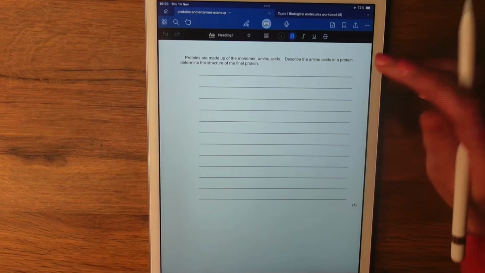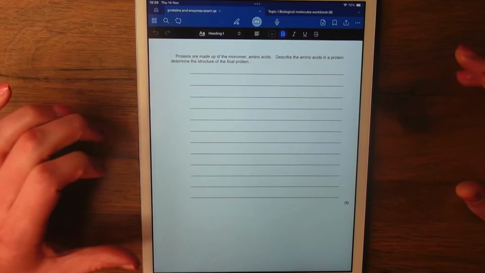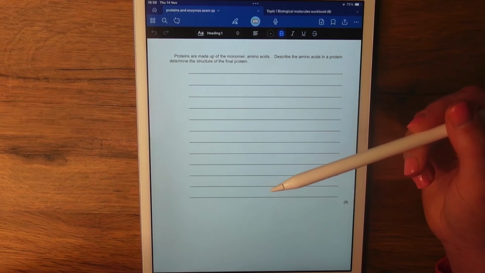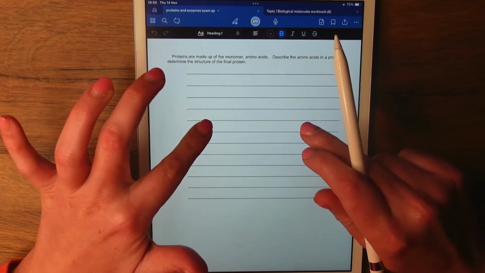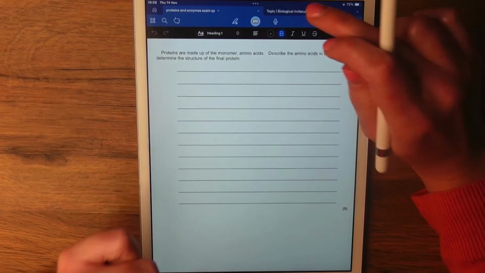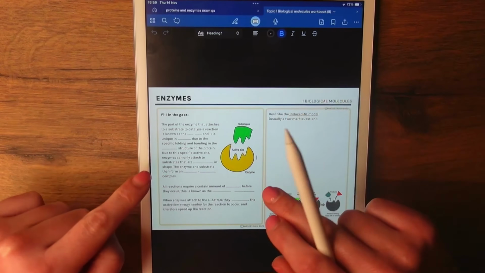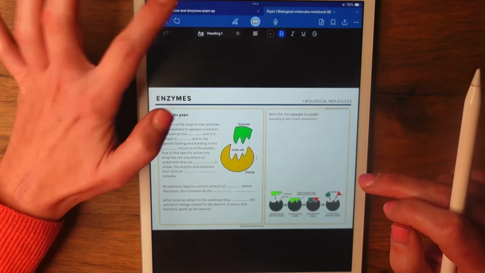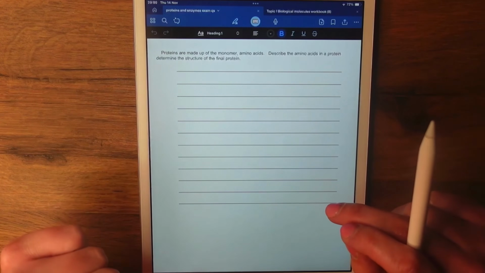Going through proteins and enzymes today. So we've got some exam style questions, not actual past paper questions, but they're exam style questions. And also we'll have a look at some of the activities in the active recall workbook as well. So let's jump straight into having a go at an exam question.